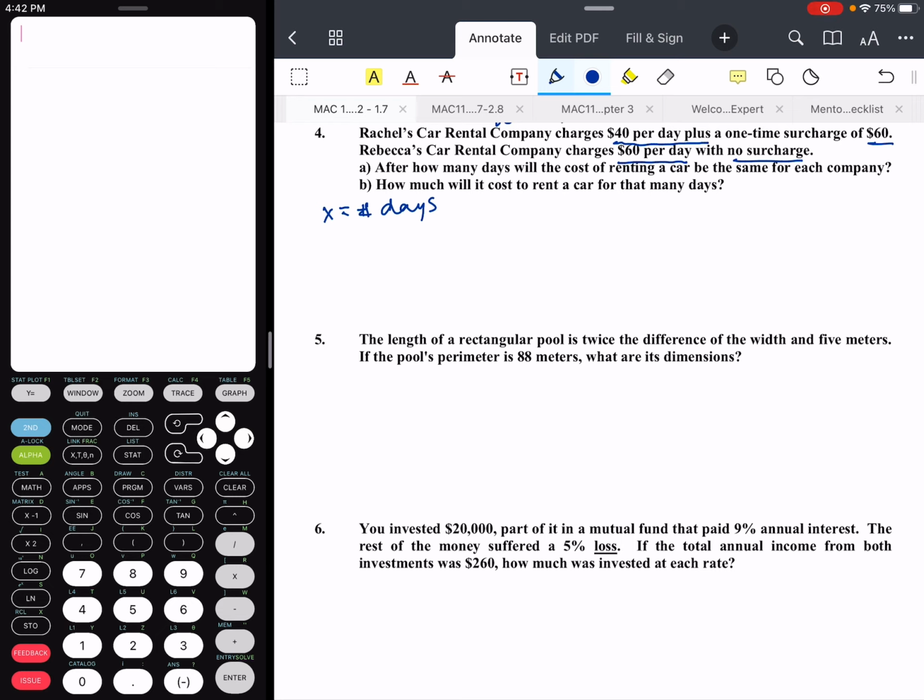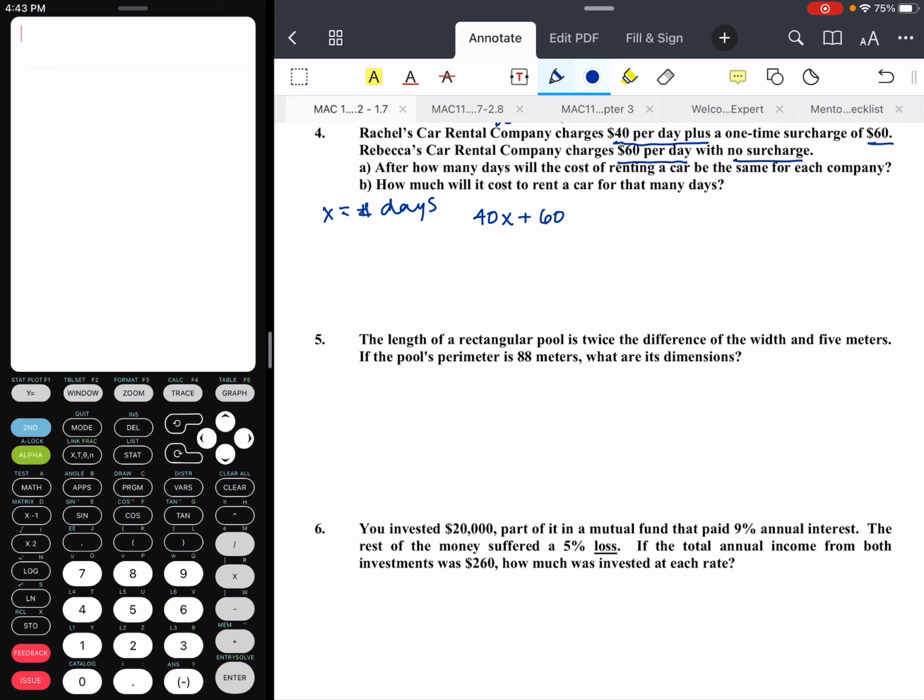So for Rachel's car rental company, it's $40 per day. So $40 times the number of days that she rents for. So for one day, it'd be $40, 2 days, it'd be $80, 3 would be $120, and so on. Plus that one-time surcharge of $60. So we'll add just a flat $60 with no variable attached.